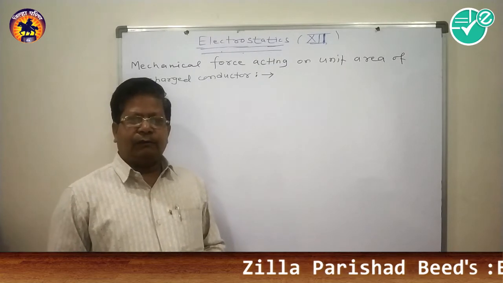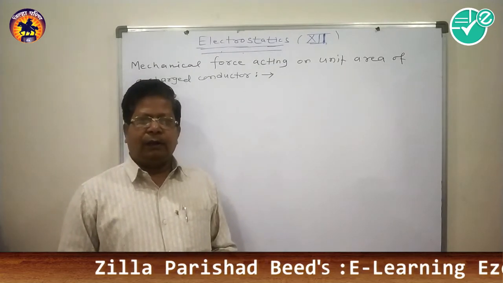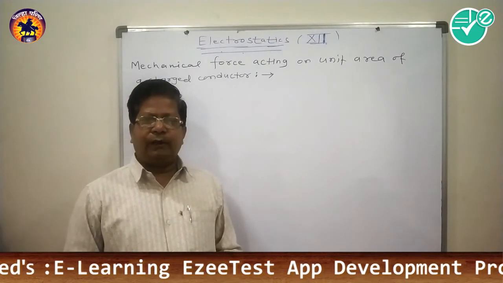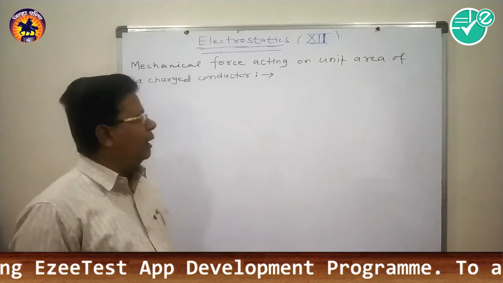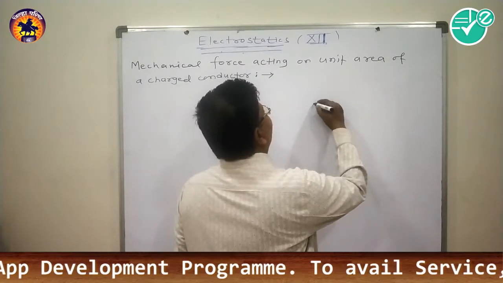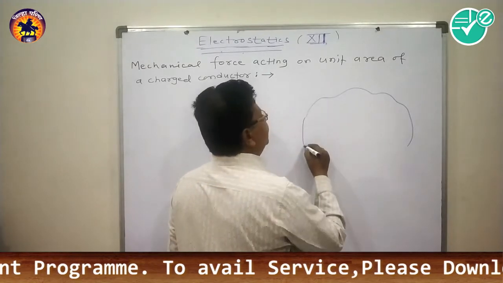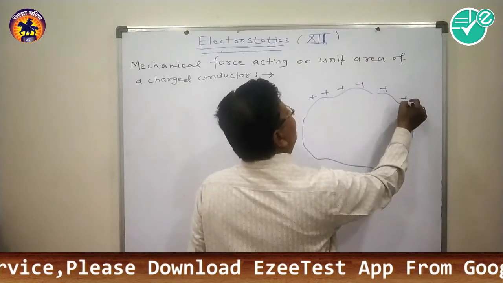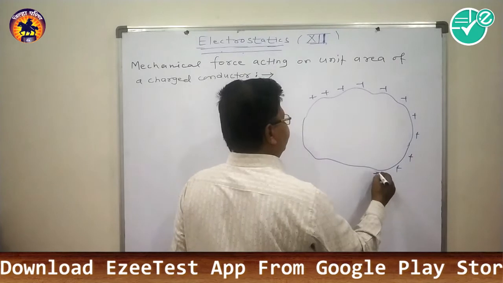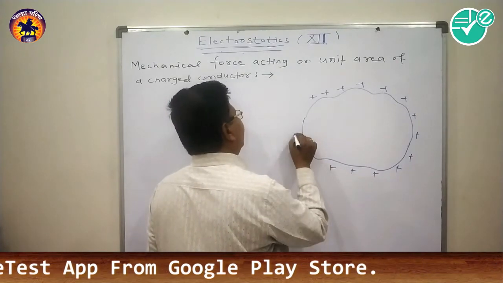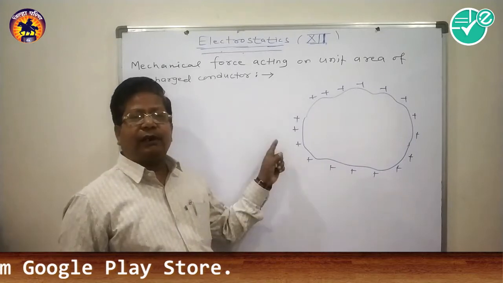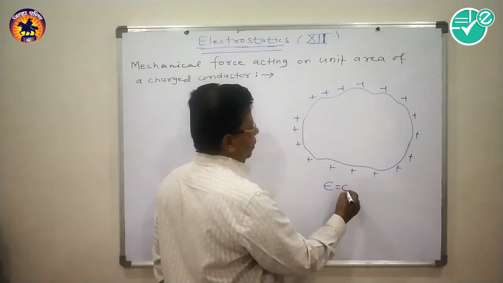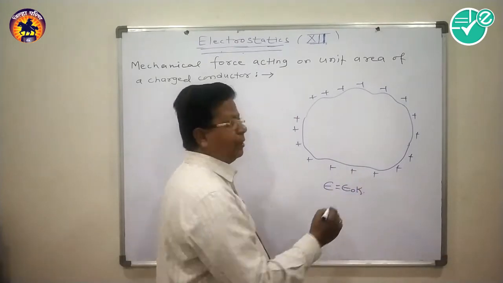In today's lecture we are going to study mechanical force acting on unit area of a charged conductor. Now consider a charged conductor of any shape on which charges are uniformly distributed, and this charged conductor is placed in a medium of permittivity epsilon, which is equal to epsilon 0 K.